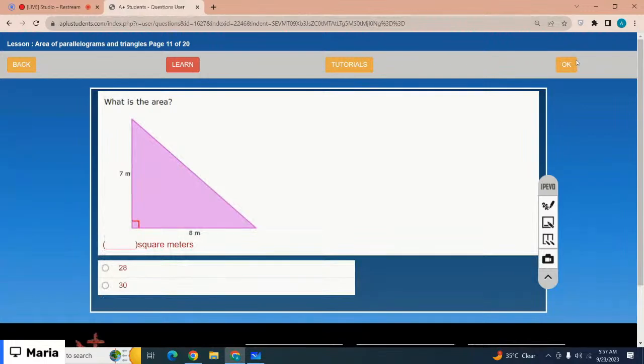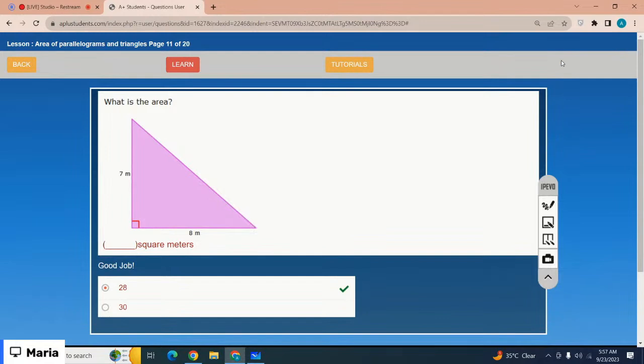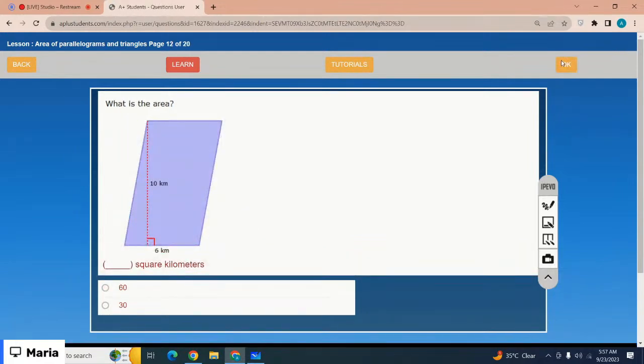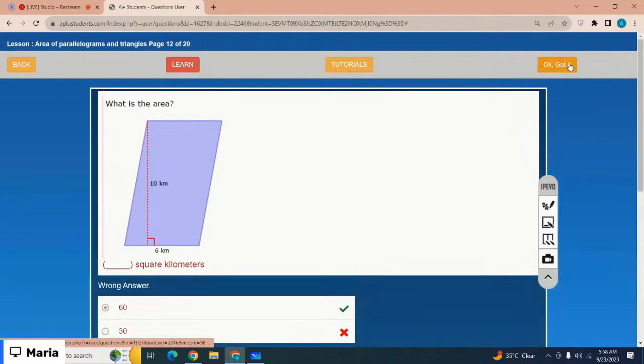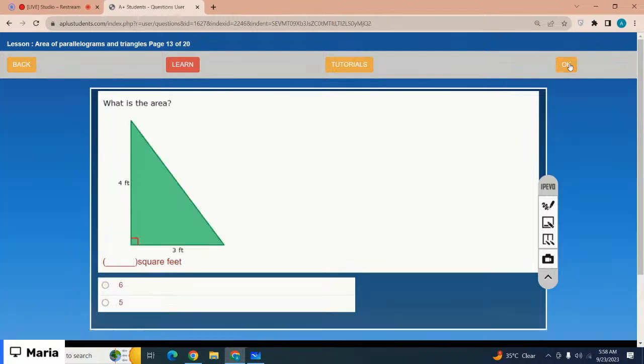Okay, what is the area? The correct option is 28. Okay, what is the area? So which is the correct option? That would be 30. The correct option is 30, right? 60? Oh, you have to do base times height. That would be 60. That is a parallelogram, not the triangle.